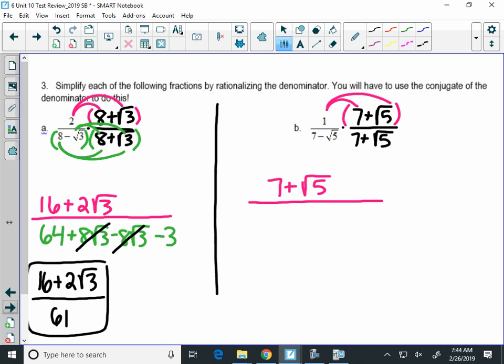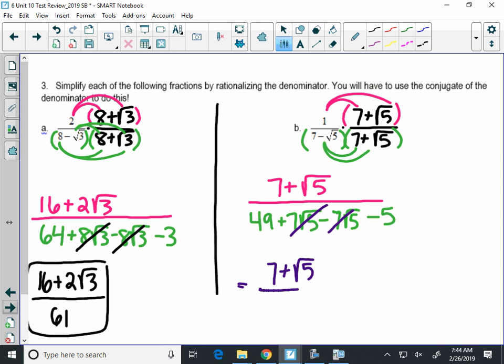In our denominator, I again have to distribute. 7 times 7 is 49, plus 7 radical 5, minus 7 radical 5, and then we're going to have a minus again because it's a negative times a positive, and radical 5 times radical 5 is 5. Those inside terms cancel off, so your final answer, the numerator stays the same, and you have 49 minus 5, which is 44. And that would be your fully rationalized expression.